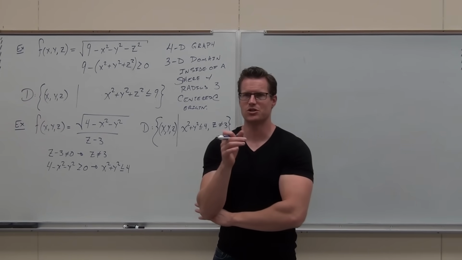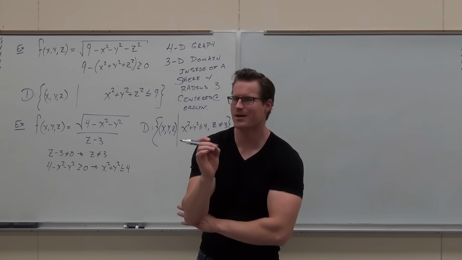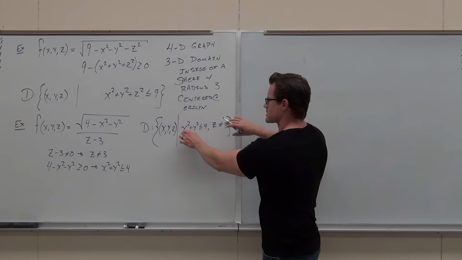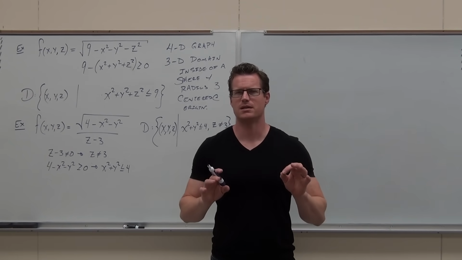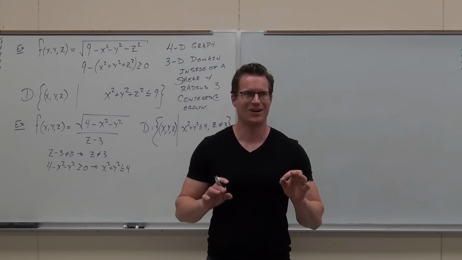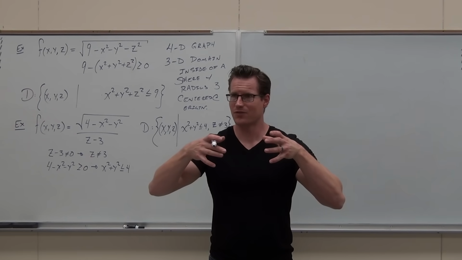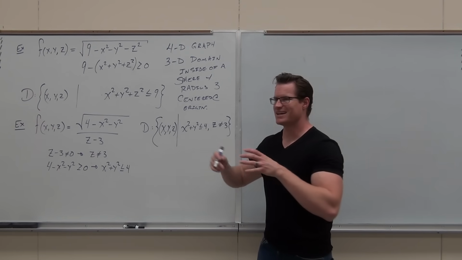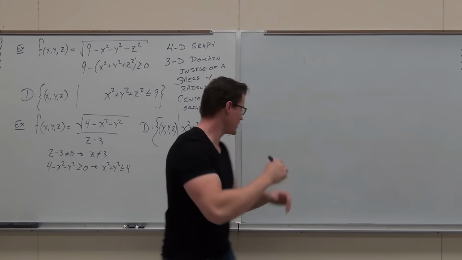Now, here's my question to you. If this is in 3 dimensions, think 3-dimensionally. What is x squared plus y squared equal to 4 in 3D? Don't tell me a circle. It's a cylinder along the z-axis, with a radius of 2. Perfect. This is the inside of a cylinder, less than that. Inside of a cylinder along the z-axis. So basically it looks like this.